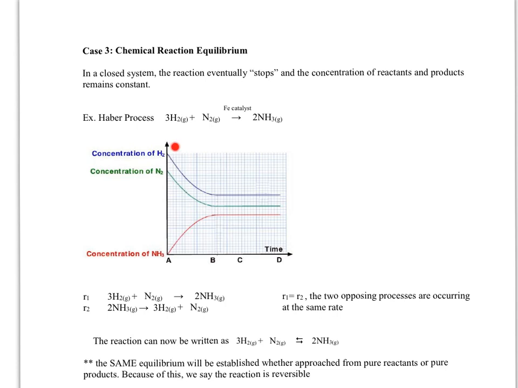Because hydrogen and nitrogen are being used up initially, their concentrations will decline, and they flatten out at the same point. So when you see a graph of data, you know equilibrium has been reached when the graphs flatten out. There's no actual change to the concentration at that point. It's reached equilibrium. And that's because the rate of the forward reaction and the rate of the reverse reaction are equal.